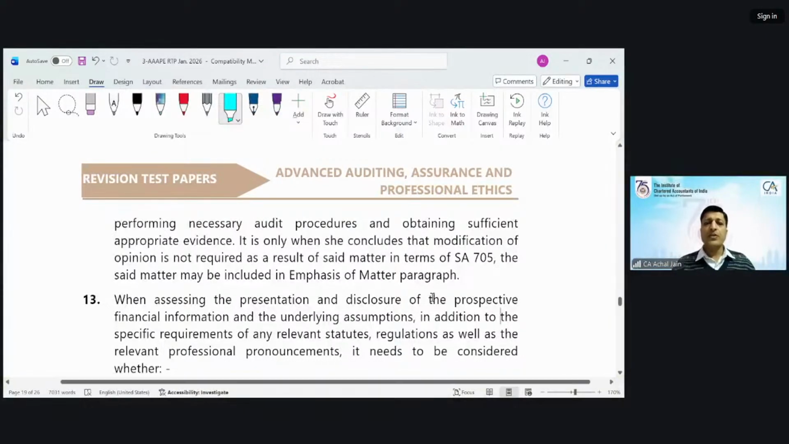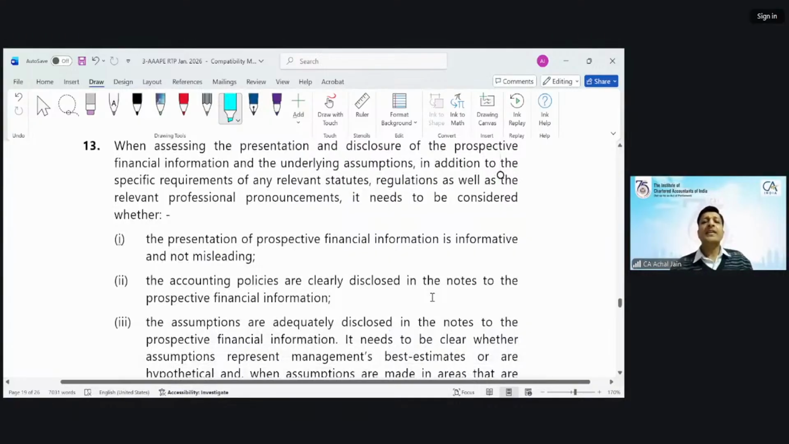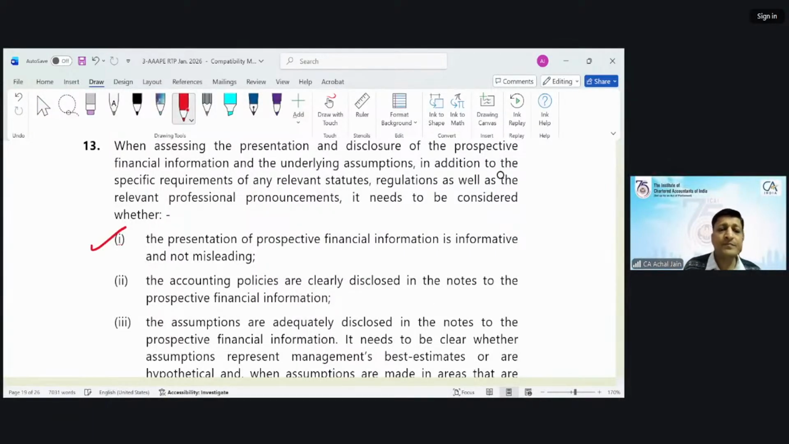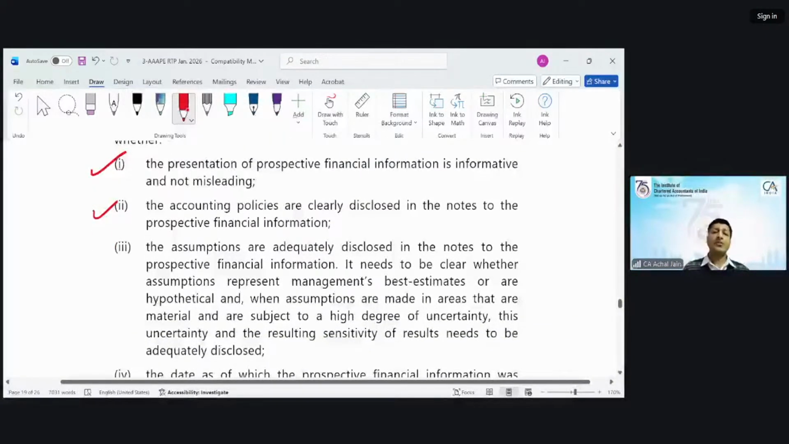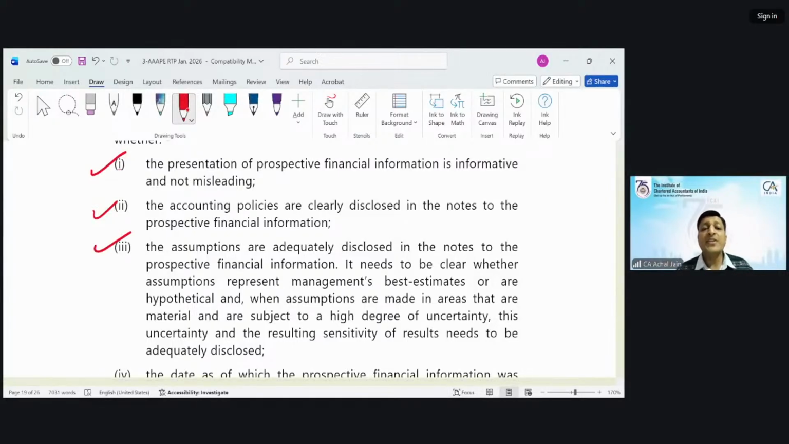Yes, sir. All right. So let's look at this. If you look at those considerations, what are they? One, whether the presentation of prospective financial information is informative and not misleading. Whether the accounting policies are clearly disclosed in the notes, whether the assumptions are adequately disclosed in the notes. It needs to be clear whether assumptions represent management's best estimates or are hypothetical. When the assumptions are made in areas that are material and subject to a high degree of uncertainty, this uncertainty and the resulting sensitivity of results need to be adequately disclosed.